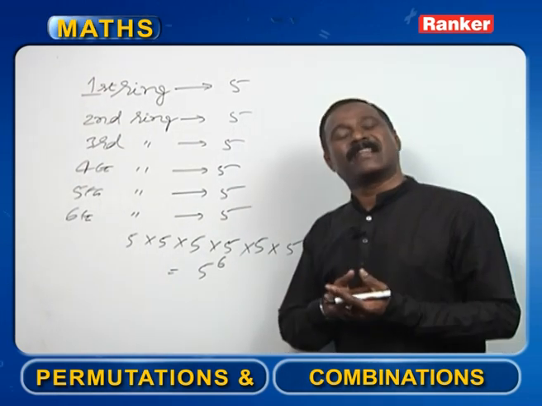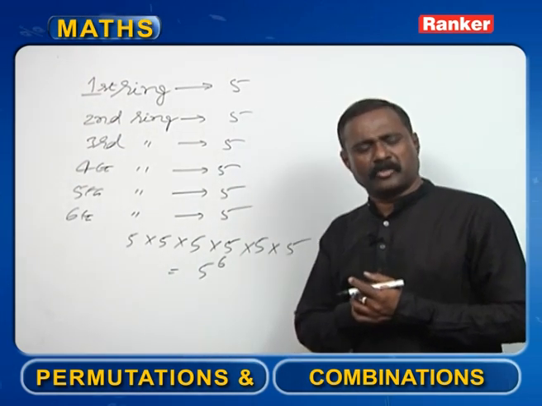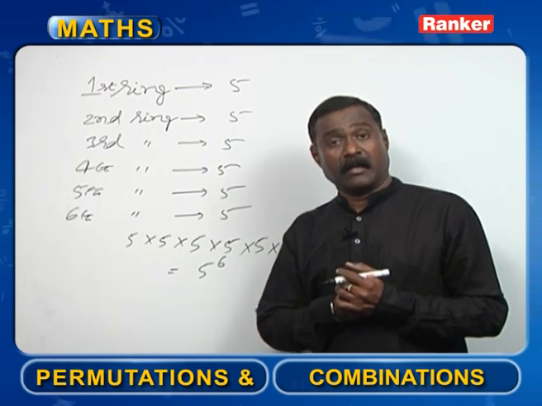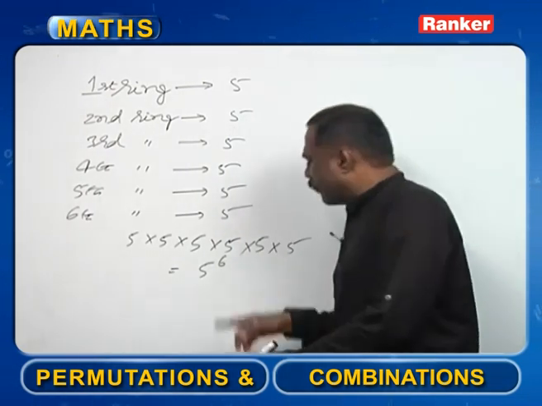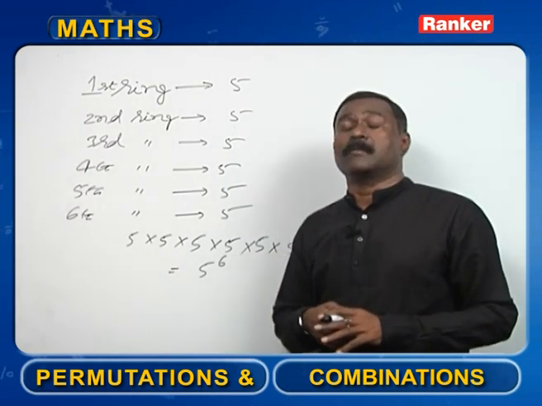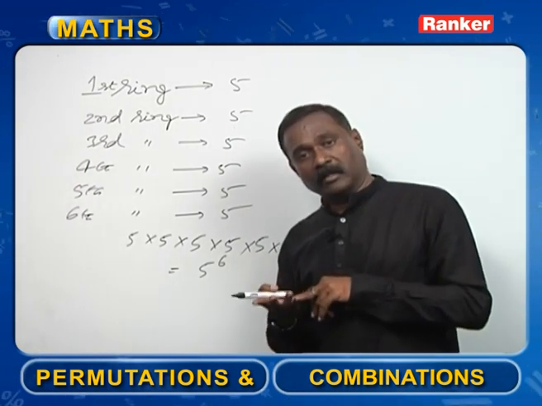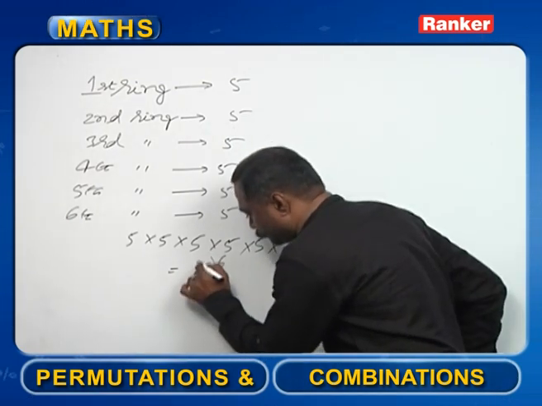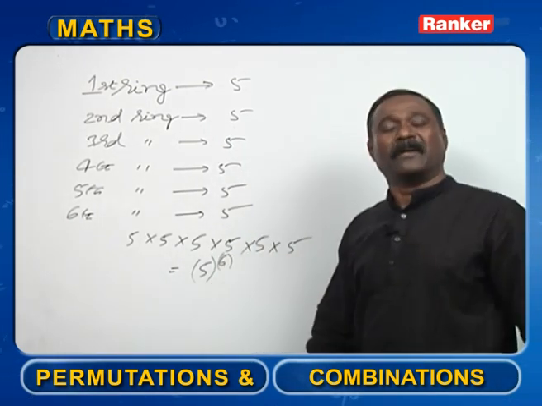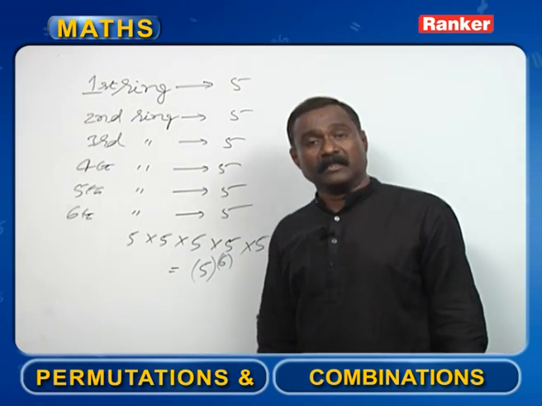So how do you say this? Let us take another example based on this. How to remember this? Generally the students get confused. Number of rings, number of fingers: which one should become the base? Which one should go to the power? Generally the students will be getting doubt.